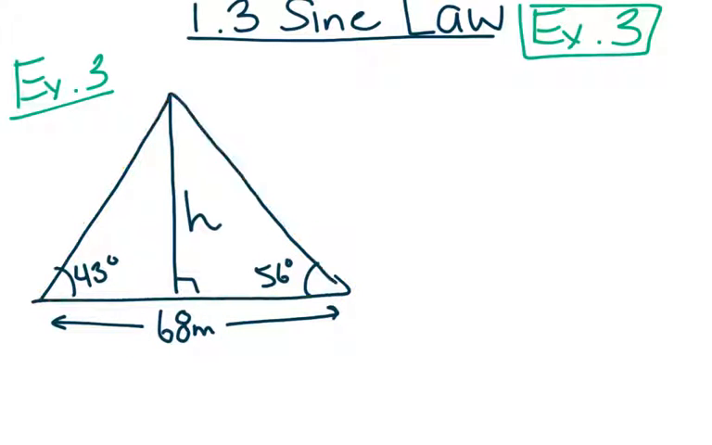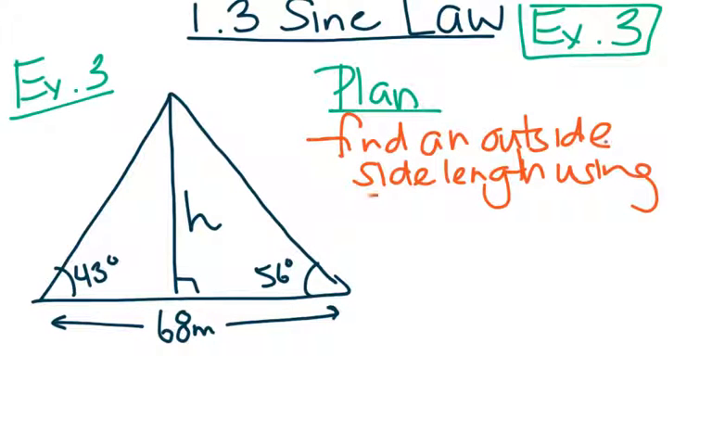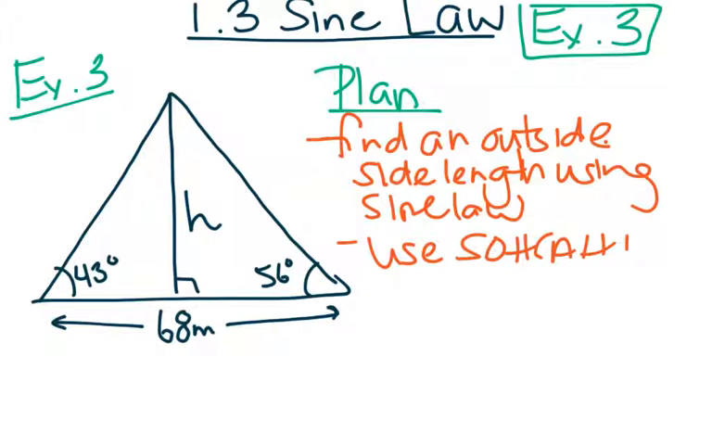So let me erase all the extra drawings I've had here. Here's the plan that we're going to use. We cannot find H right away just using SOHCAHTOA, so we're going to do two steps. The first step is to find an outside side length using the sine law. The second step is, once we have an outside side length, either here or here, we can use SOHCAHTOA to find H.